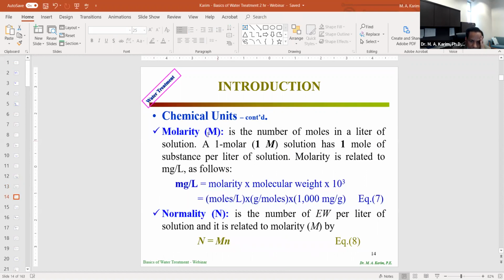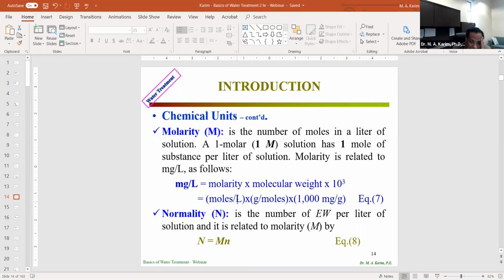Okay, so here is a little more description of molarity. 1 molar is 1 mole per liter. How can we convert from molarity to milligram per liter? So this equation will help us. Equation number 7: milligram per liter can be written as molarity times molecular weight times 10 to the 3. And I'm going to explain here.